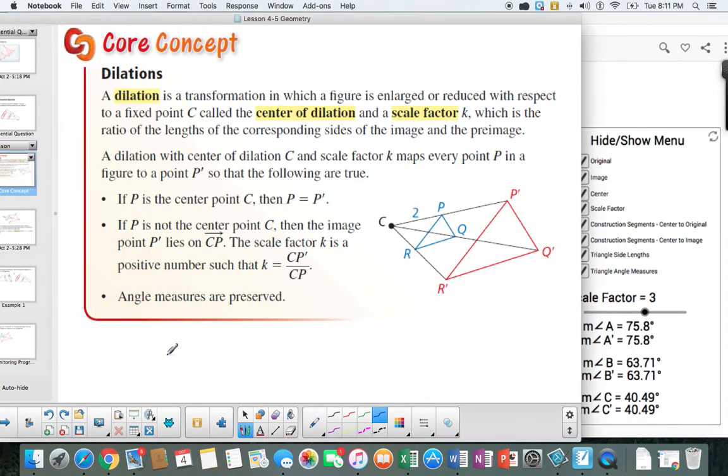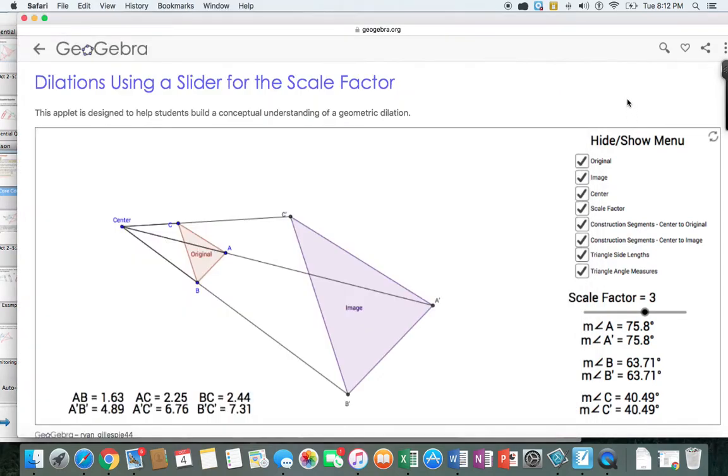A dilation is a transformation. This is our first one that is not rigid. There's going to be enlargement or reduction. It has a center of dilation and it has a scale factor which tells you how big or how small to make it. Now let's go ahead and take a look at this in a minute after we've looked at this GeoGebra demonstration.